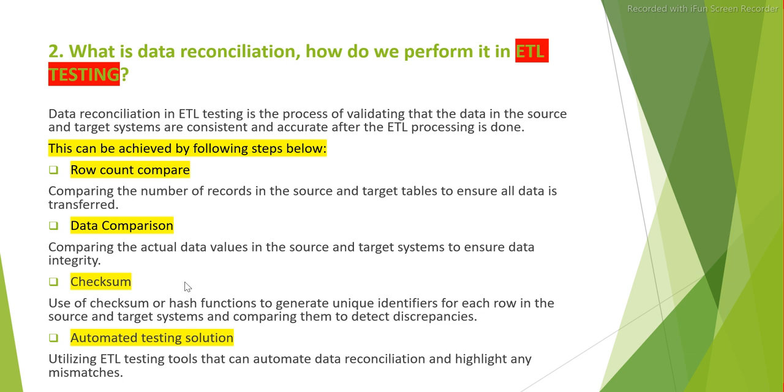And then checksum, this is the third way. Basically, use a checksum or hash function to generate a unique identifier between source and target, and that will detect any potential anomalies or discrepancies. And the last thing is an automated testing solution. You can write it for any kind of test. If you are good at scripting or have good programming language knowledge, you can write your own customized testing tool based on what you need. So that is the last solution that you can use for your testing purpose.